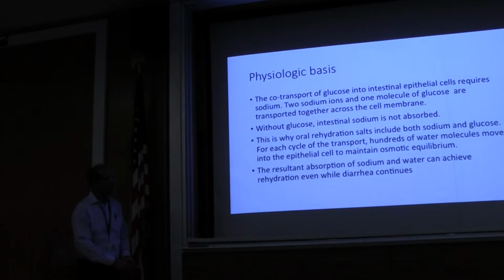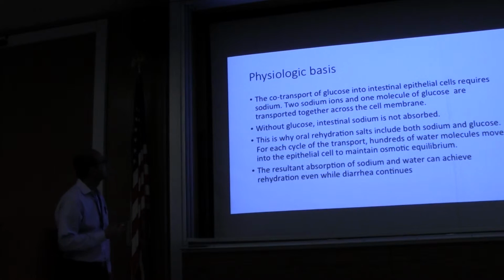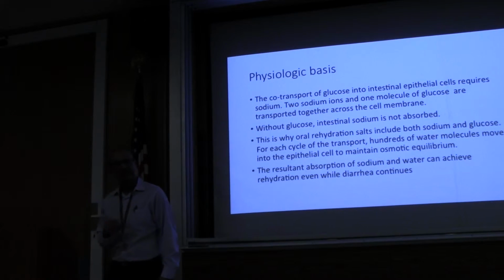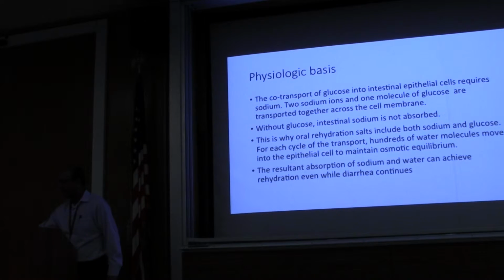And again, I think we all know this, but I think we need to go over this. The co-transport of glucose into intestinal epithelial cells requires sodium. 2 sodium ions and 1 molecule of glucose are transported together. Without glucose, intestinal sodium is not absorbed. That is why ORS includes both sodium and glucose. And once that goes in, 100 of water molecules move into the epithelium. And of course, this helps even while diarrhea continues. This is what helps us achieve hydration. And it's good to know this.